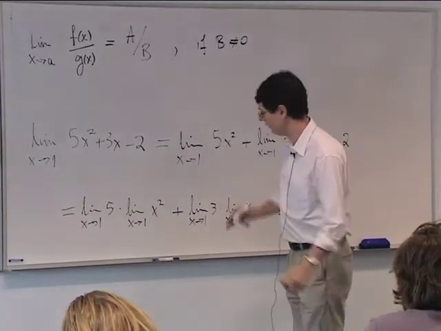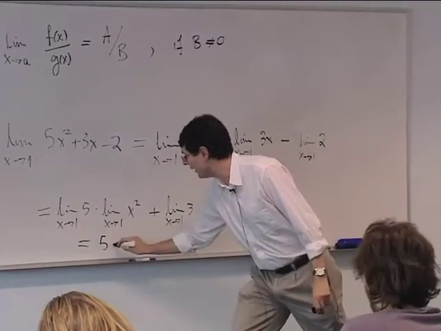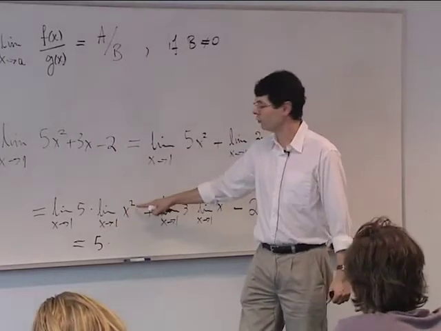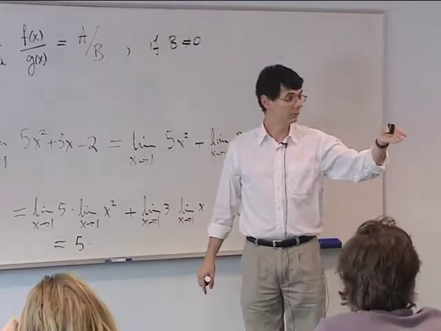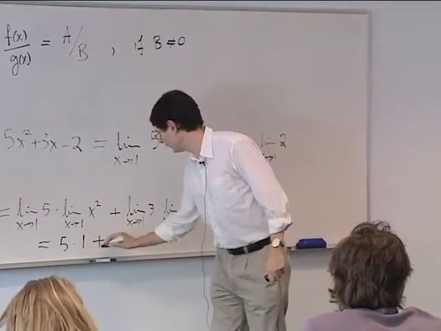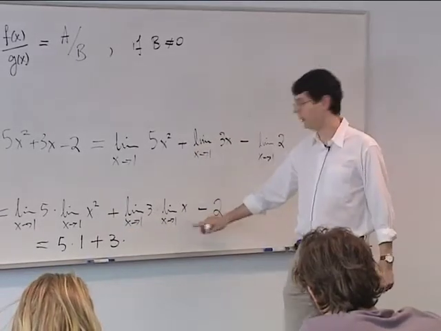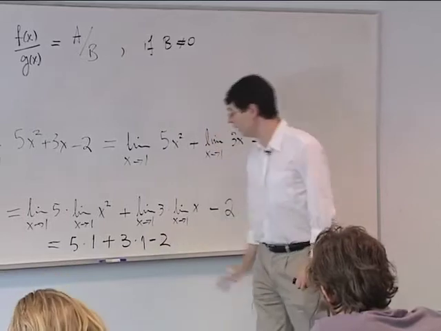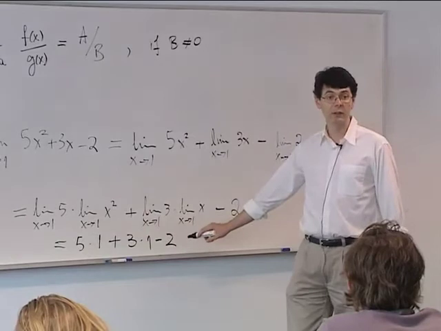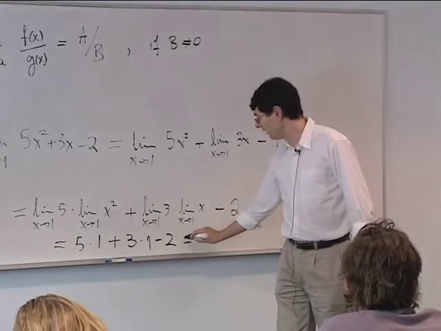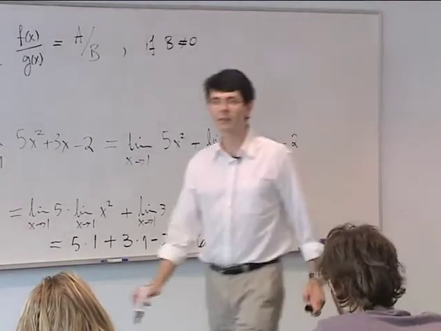So every time you have a constant, it's just a number itself. So this is 5 times the limit when x goes to 1 of x squared. How much is that? 1. Plus 3 times 1 minus 2. And all of a sudden, this very last line I wrote has no limits. So just do it. It's 5 plus 3 minus 2, 6. 6 is the answer to everything today.